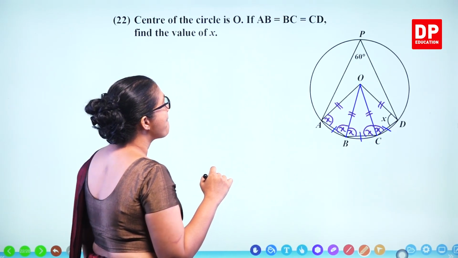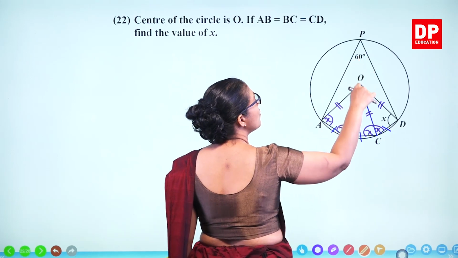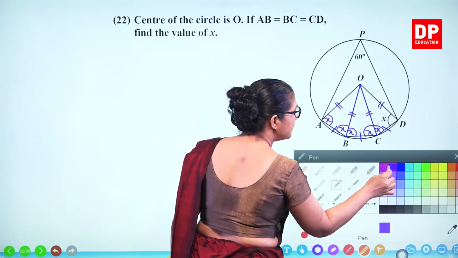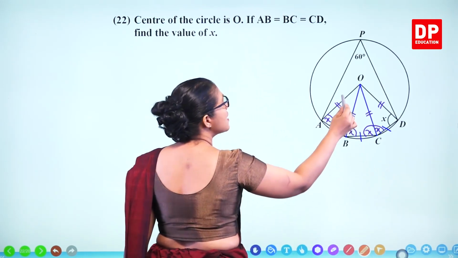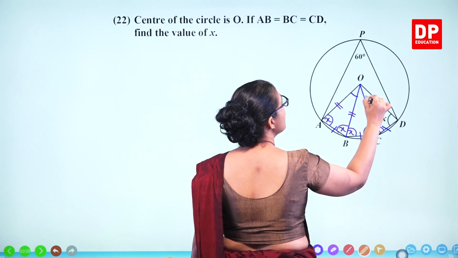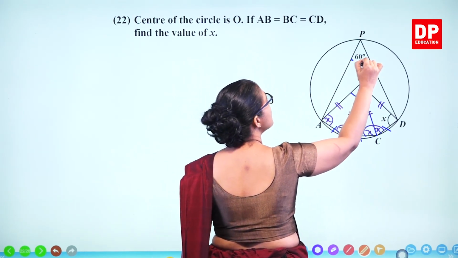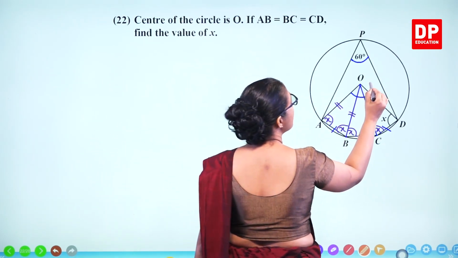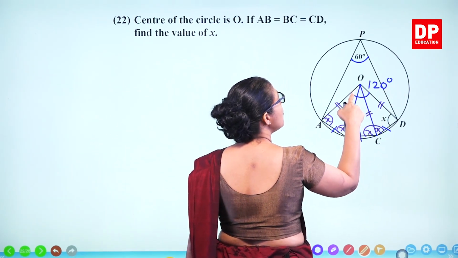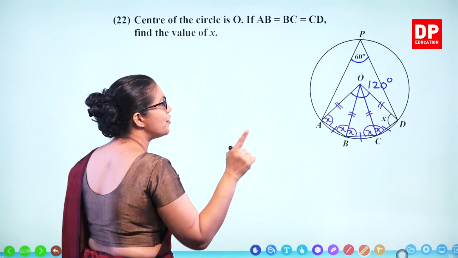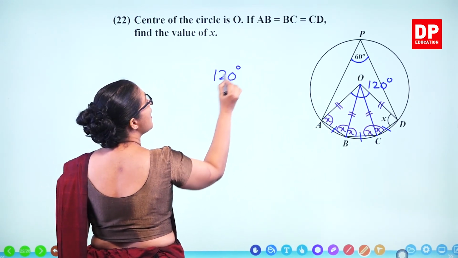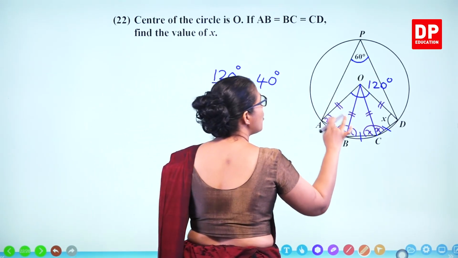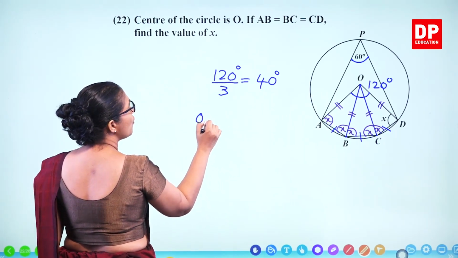Now, if you take now, this is the center. So this whole angle is the angle subtended at the center. So what is that? This is the angle subtended on the circumference. So normally double of that. So this becomes 120 degrees. And you are dividing equally into 3 parts. 120 divided by 3, you get 40 degrees each. Now think about just one triangle. Think about OAB triangle.